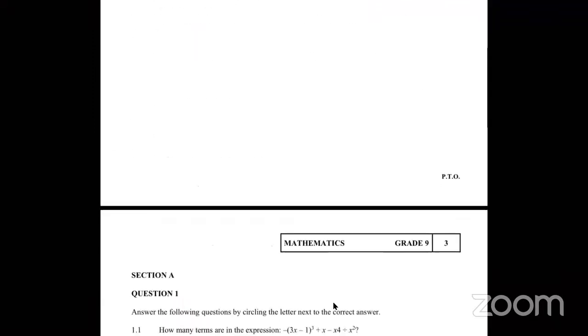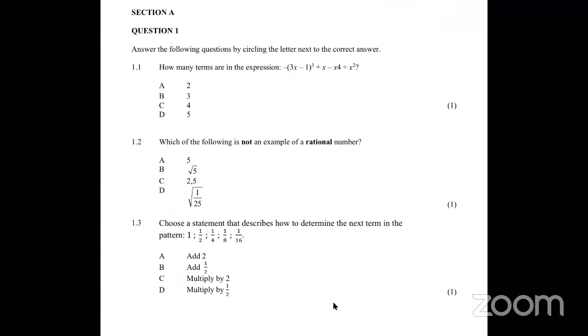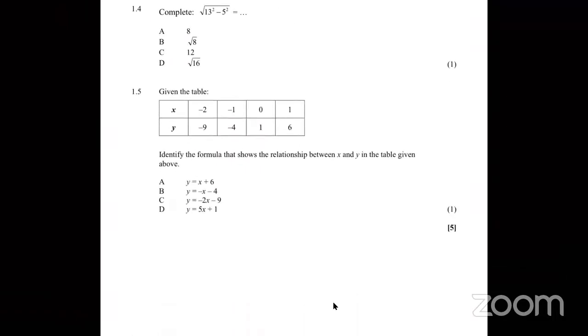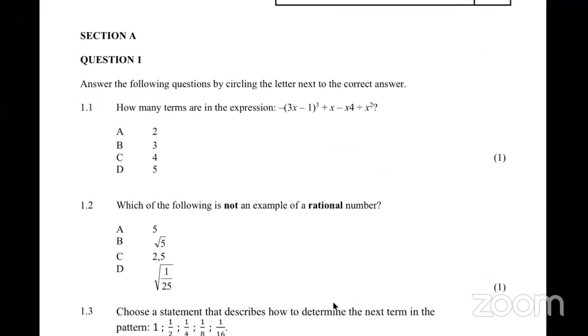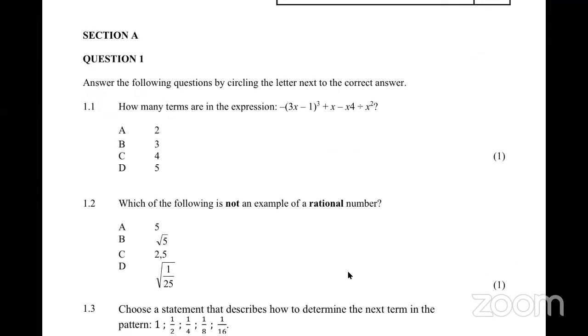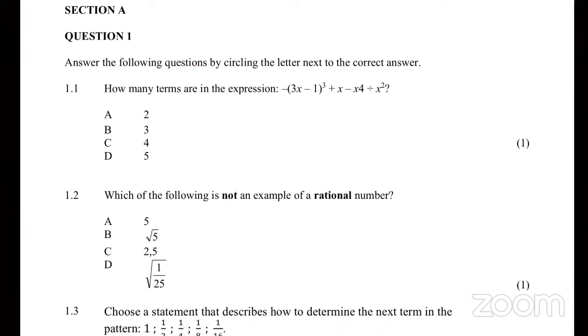Okay, so let us begin with a question from November 2020. We should be able to do this entire past paper. I think we've covered almost everything. Okay, Section A, question 1: answer the following question by circling the letter next to the correct answer. How many terms are in the expression?